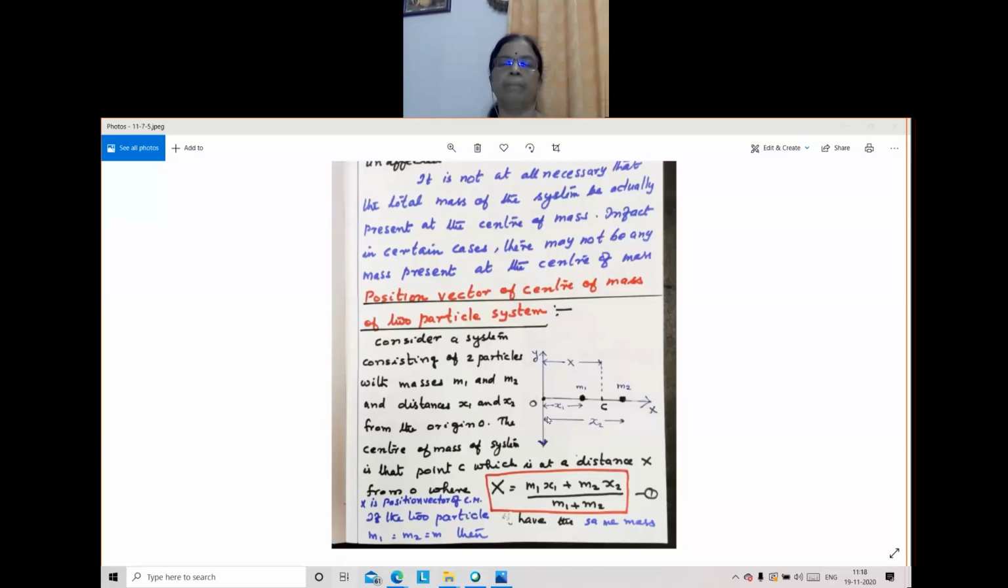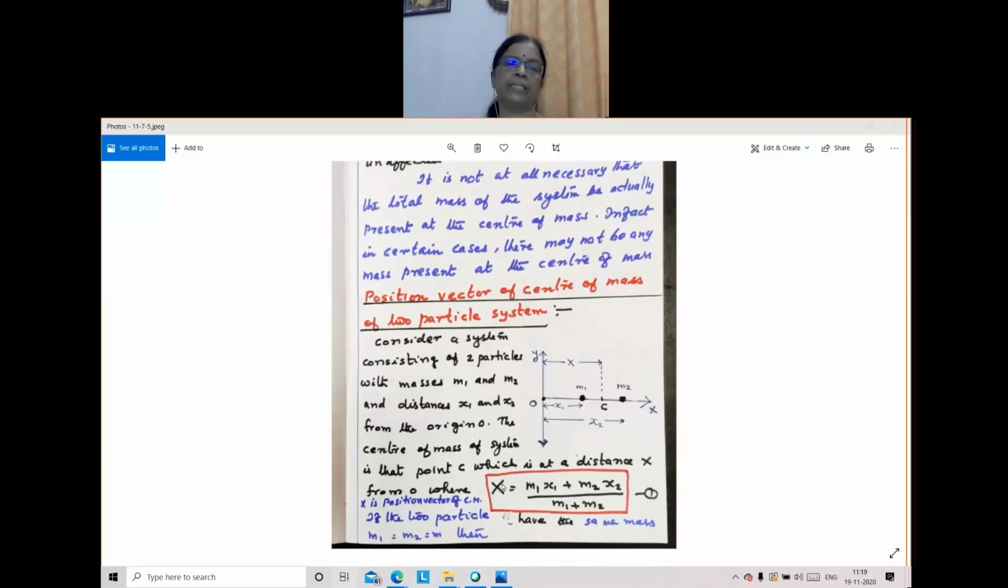m1 x1 plus mass of the body into that distance x2. So we get m1 x1 plus m2 x2, whole divided by the total mass m1 plus m2. This is the equation used to find the position vector of center of mass of a two particle system. That means the product of mass and its distance plus the product of the other mass and its distance, whole divided by the total mass of the system. m1 x1 plus m2 x2 by m1 plus m2. This is the equation to find the position vector of center of mass.